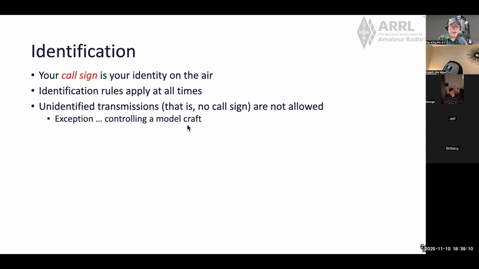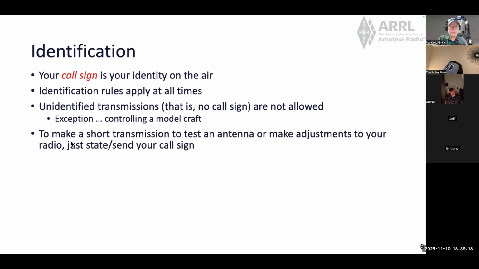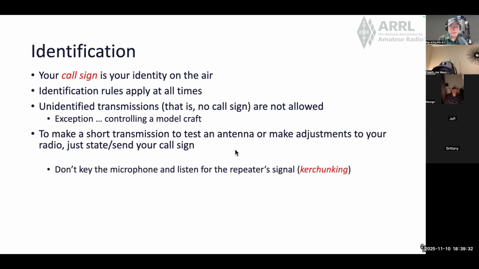Exceptions. The only exception to not giving a call sign is when you're controlling a model craft, whether that be a model boat, a model airplane, a model drone. There's no call signs given with those model craft. To make a short transmission to test an antenna or make adjustments to your radio, just state and send your call sign. So if you're working on a radio, you just throw out your call sign. I could throw out my call sign and say KY4 JPS.